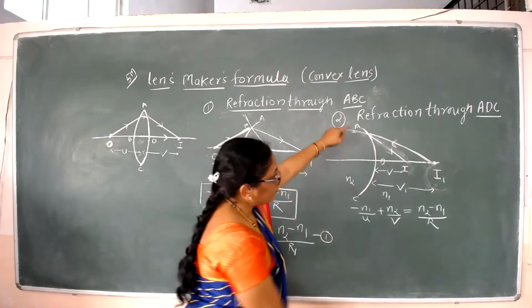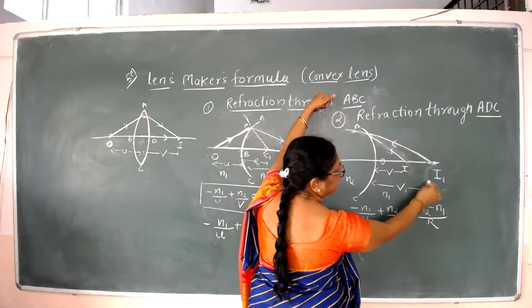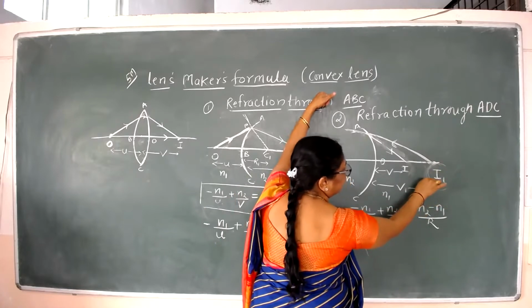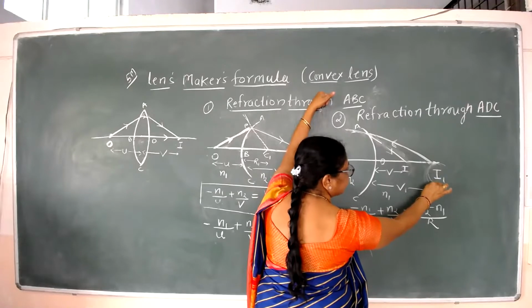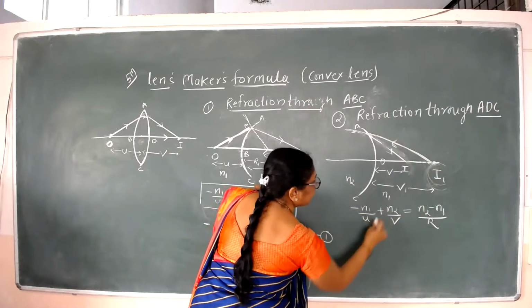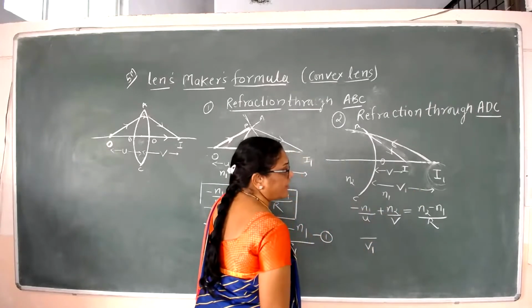So here, what is the object distance? Object distance is v1, because this image due to the first surface works as an object for the second surface. So here, what is the object distance? Object distance is v1.